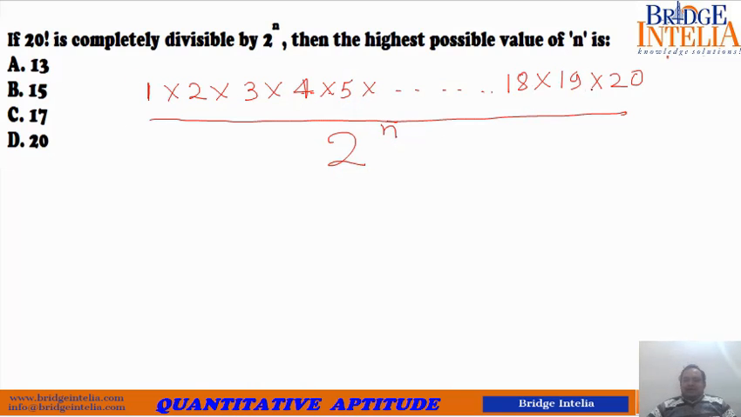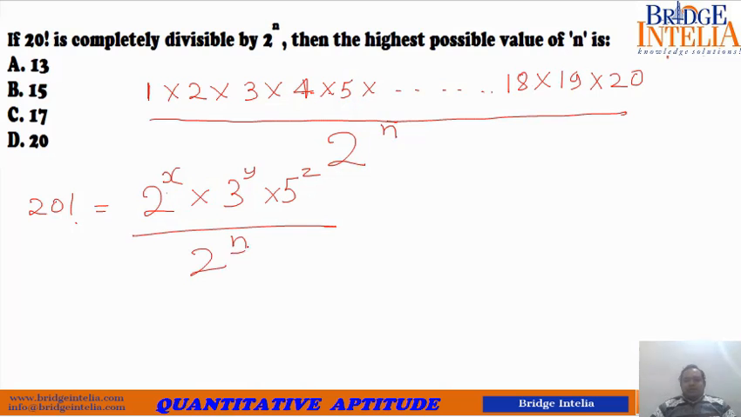So let's see. It means 20 factorial can be written as 2 to the power something into 3 to the power something into 5 to the power something. So if you divide this by 2 to the power n, what can be the maximum value of n, so that it gets cancelled? So basically you have to find out, from this product, how many powers of 2 are available. So the meaning of this question is, in this product, how many powers of 2 can be extracted, or how many powers of 2 are available. So let's figure out.